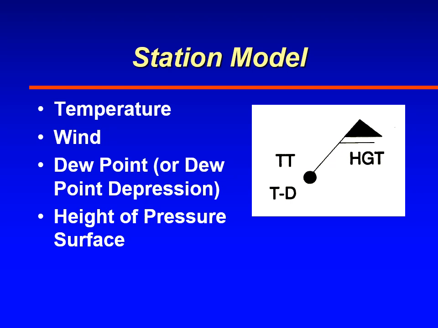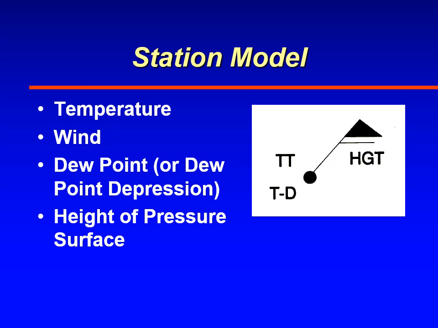The height of the pressure surface would be in meters. The wind, of course, is always measured with respect to true north, and the wind speed is plotted in knots using the standard barbs and half barbs and flags to indicate winds. The dew point is not always represented. Sometimes you'll see the dew point depression, and that's kind of challenging to figure out if it's the dew point or dew point depression.